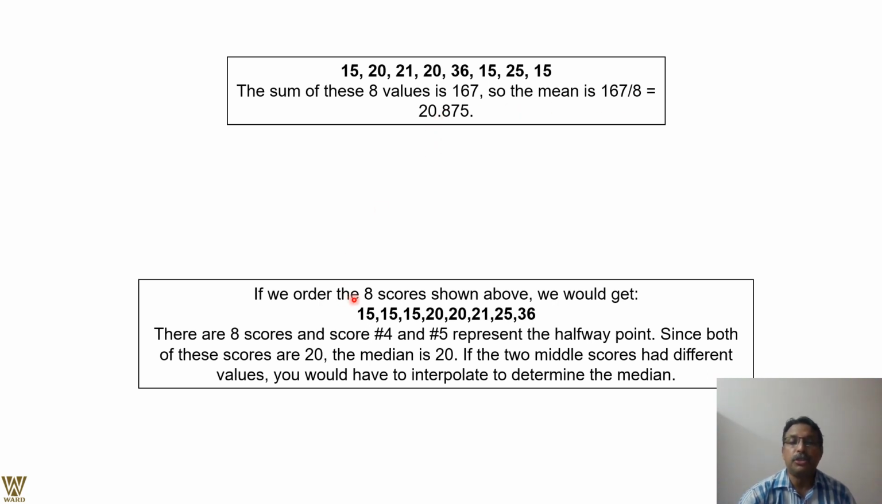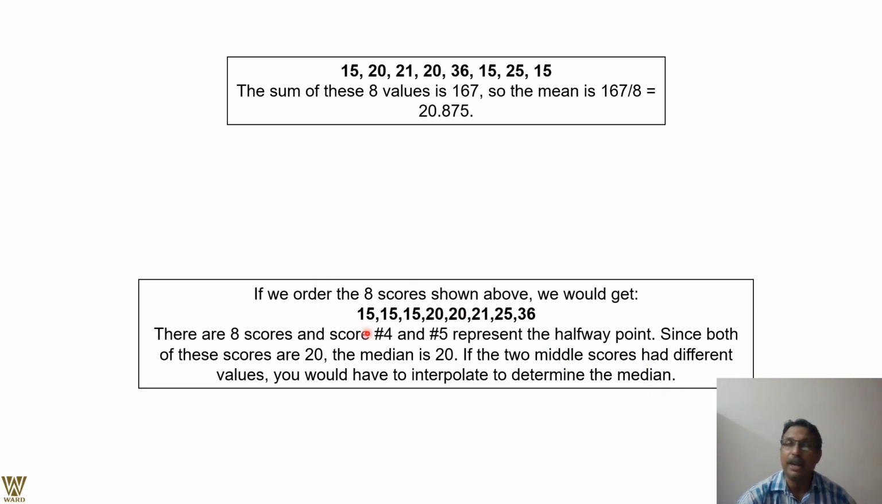If you order the 8 scores above, we would get 15, 15, 15, 20, 20, 20, 21, 25, 36. Of these 8 scores, the 4th and 5th scores, 20 and 20, represent the halfway point. Since both of the scores are 20, the median is 20. If the two middle scores have different values, we would have to interpolate to determine the median. That is what we need to understand.